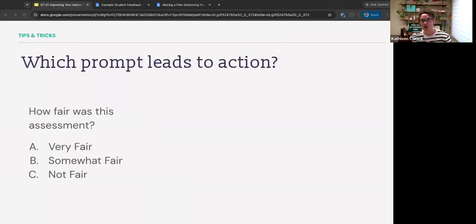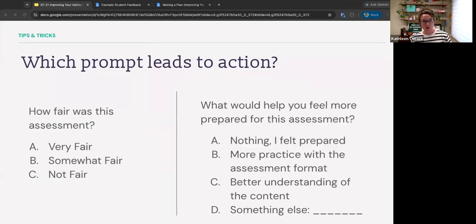So say you want to know what would help students feel prepared for an assessment. You could consider adding a question to the end of the summative, and you can either ask them, how fair was this assessment? Very, somewhat, not fair. Or you could say, what would help you feel more prepared for the assessment? Nothing, more practice, better understanding of the content, or something else. So still multiple choice, but now we have an open-ended option. And in the chat, tell me which of these you think sets you up for action. Which prompt is going to help you know what you can do?